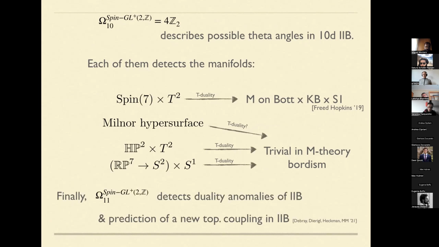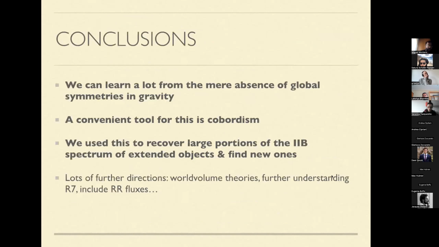Finally, omega 11 can be used to detect anomalies in the duality group of type 2B. This is actually a story that we studied before with Arun, Marcus, and Jonathan in this previous paper, and it led us to a prediction of a new topological coupling in type 2B string theory, but that's another story, I just mentioned it for completeness. So we get to the end of our journey.